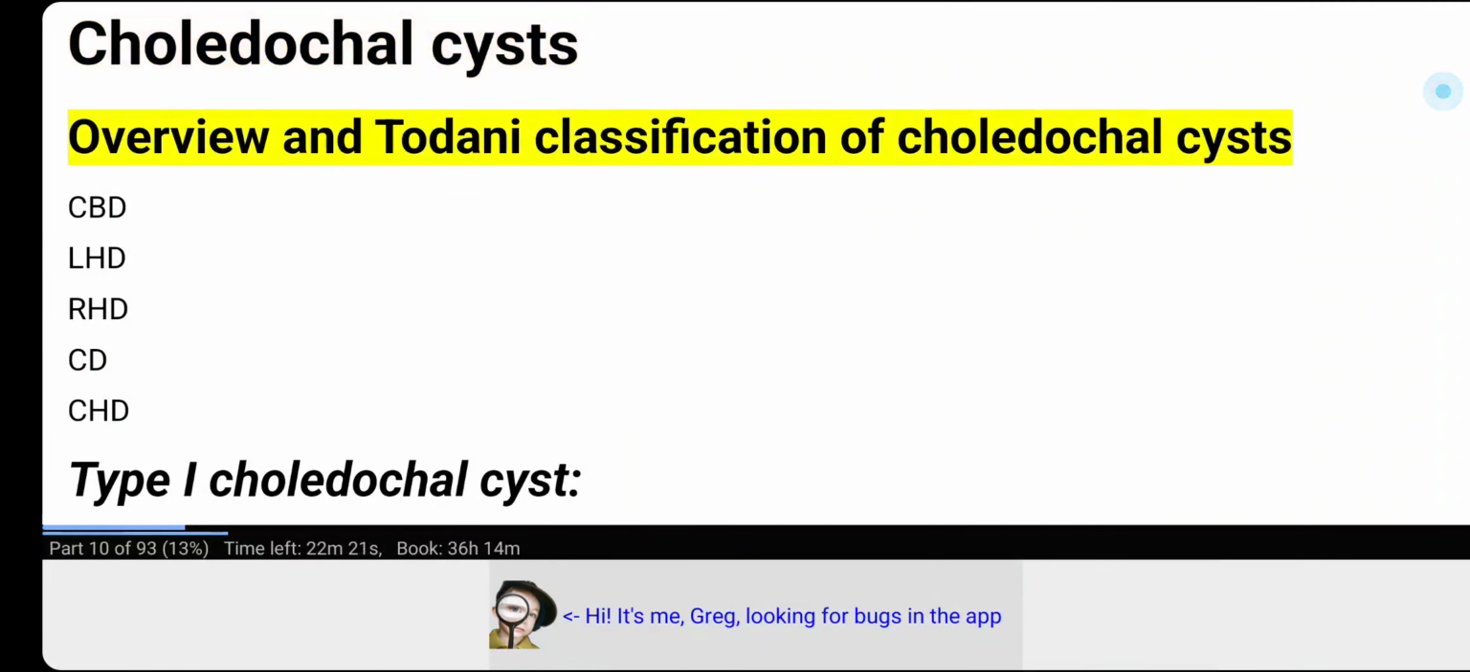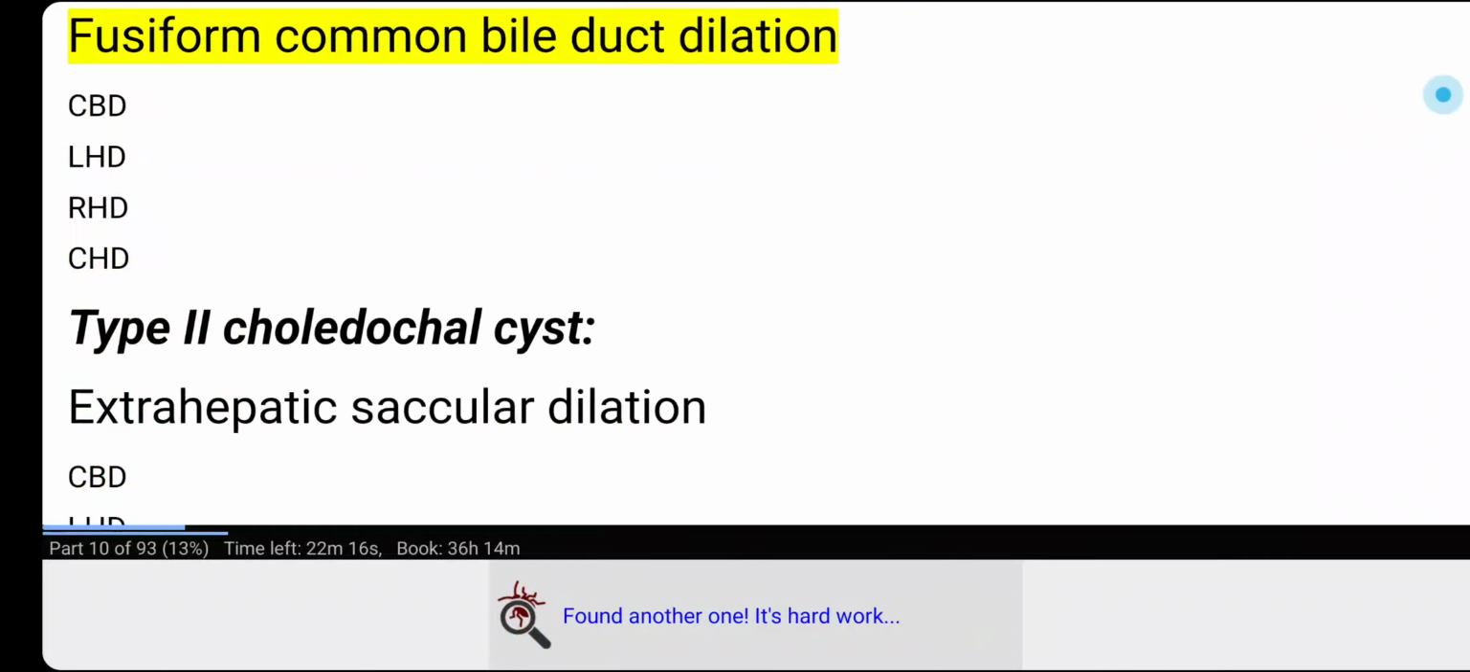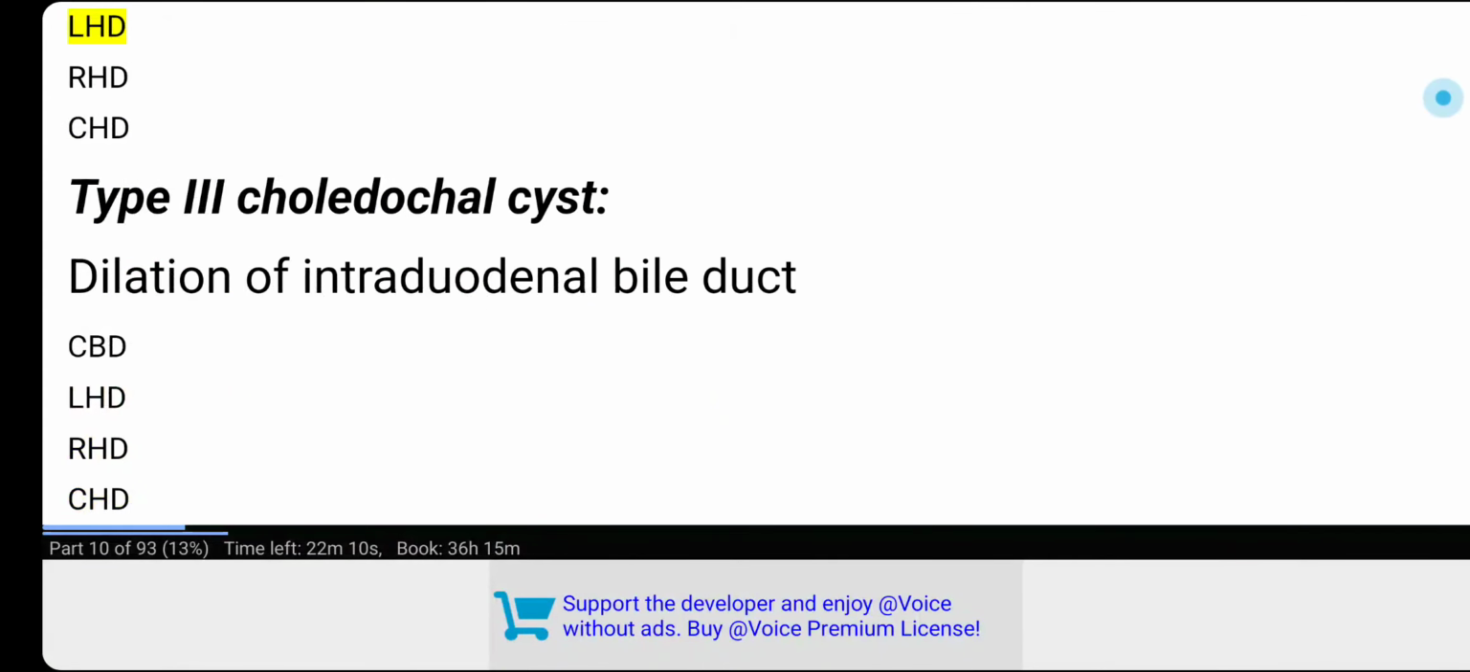Choledochal cysts. Overview and Todani classification of choledochal cysts. CBD, LHD, RHD, CD, CHD. Type 1 choledochal cyst: fusiform common bile duct dilation. CBD, LHD, RHD, CHD. Type 2 choledochal cyst: extrahepatic saccular dilation. CBD, LHD, RHD, CHD. Type 3 choledochal cyst: dilation of the intraduodenal bile duct.